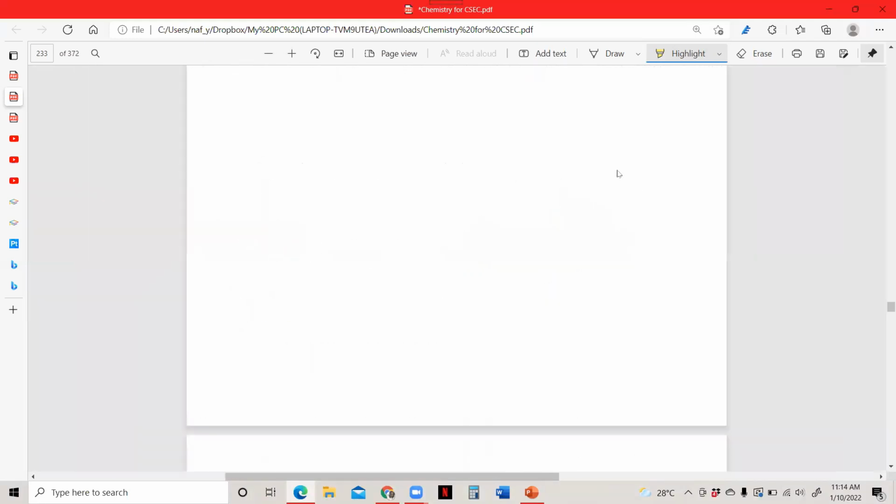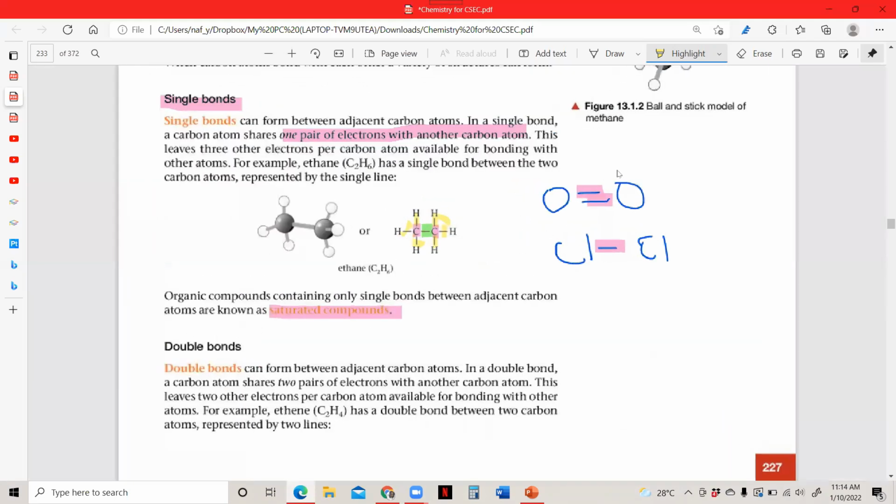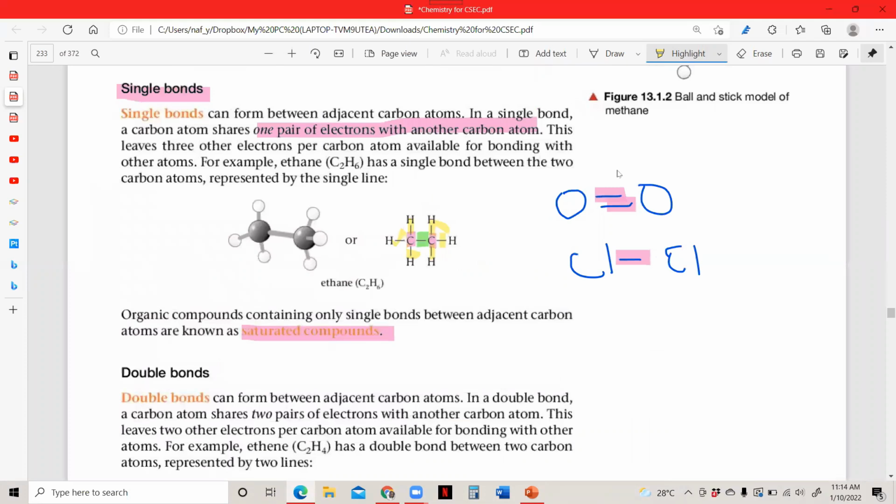So that's known as a saturated compound. So a saturated compound only contains single bonds between adjacent carbon atoms. The word saturated means full, ladies, and we know that from English. It means full, maximum. So the carbon atoms in this compound will have the maximum number of bonds or maximum number of hydrogens surrounding them.